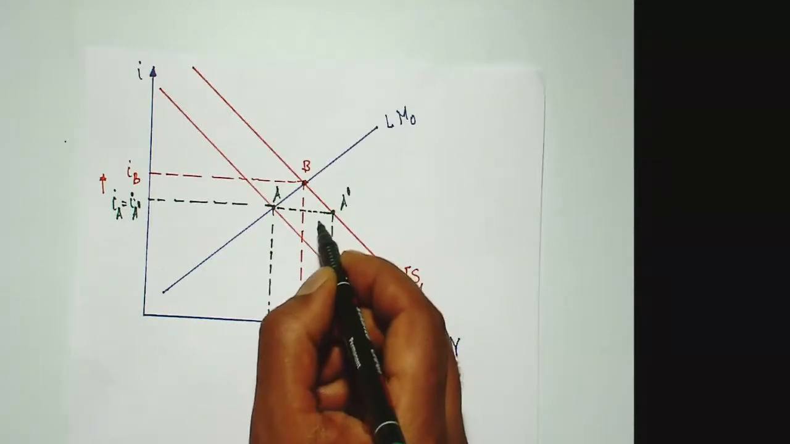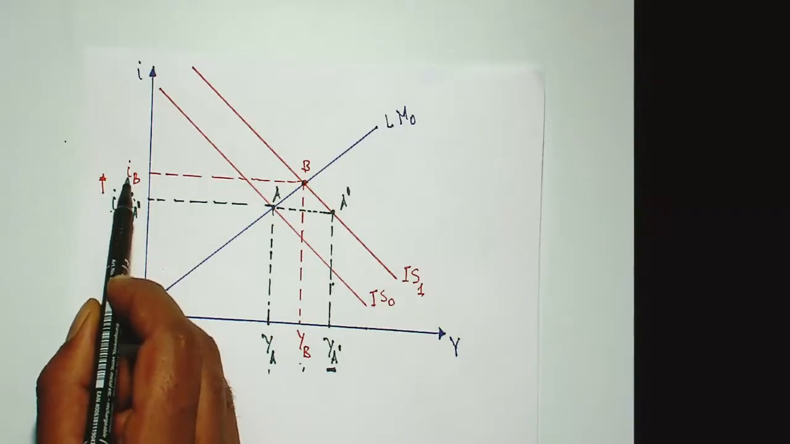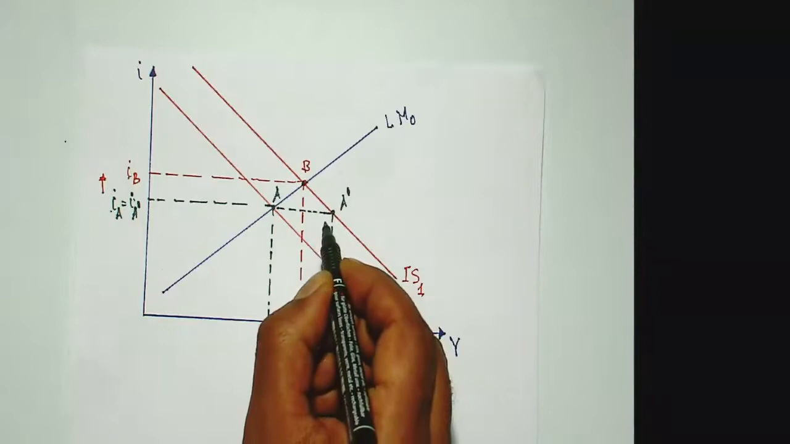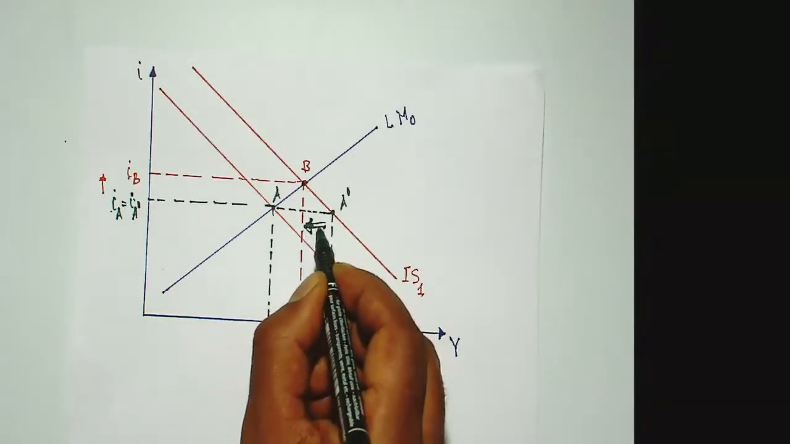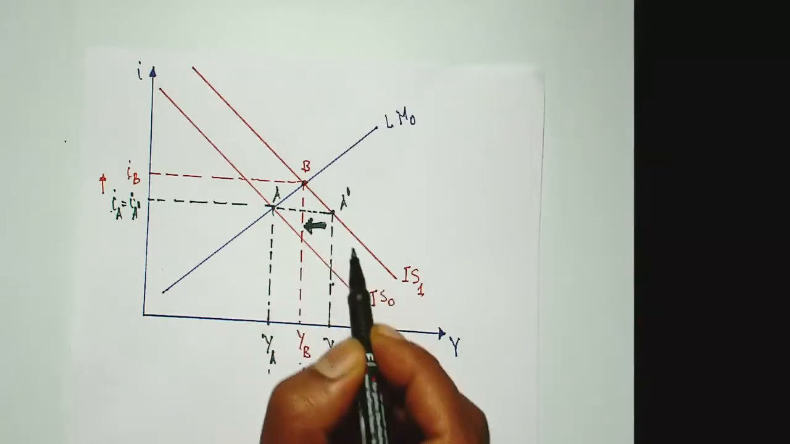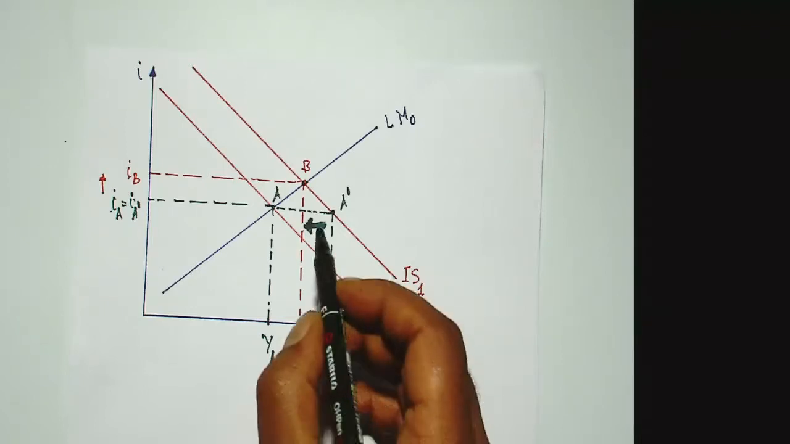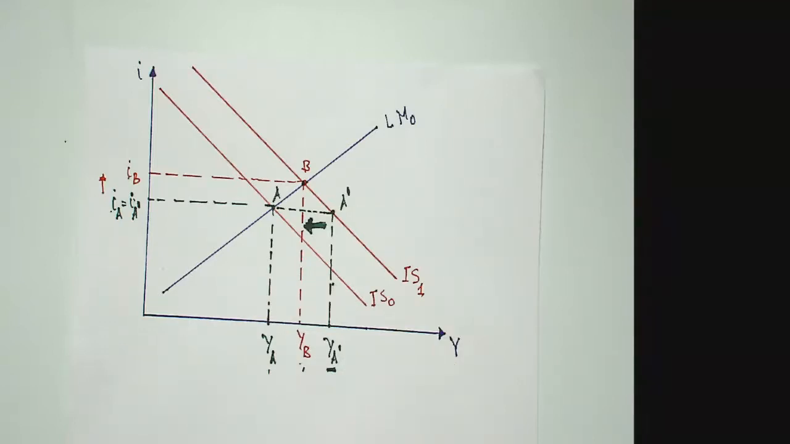So this is to say a higher interest rate, from IA to IB, decreased investment. The decreased investment is here indicated by the decrease in the income from Y prime to YA. So this green arrow in our curve indicates the interest-induced crowding out of investment on income.